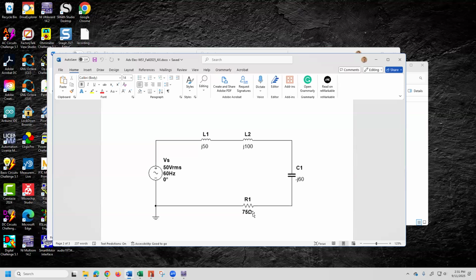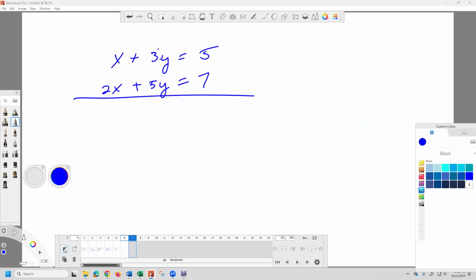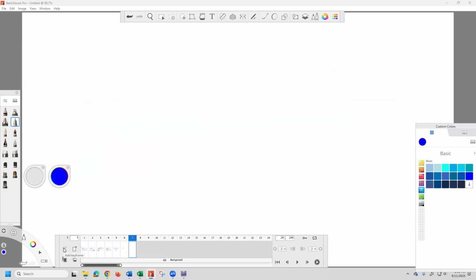So there are two inductors, a capacitor, and a resistor.